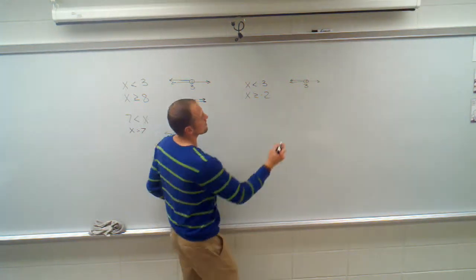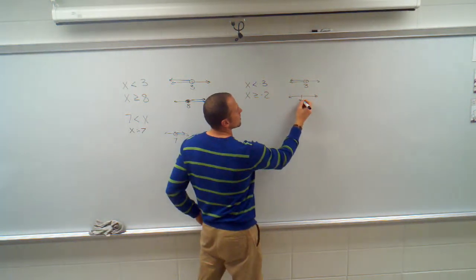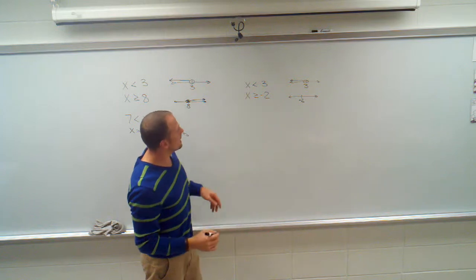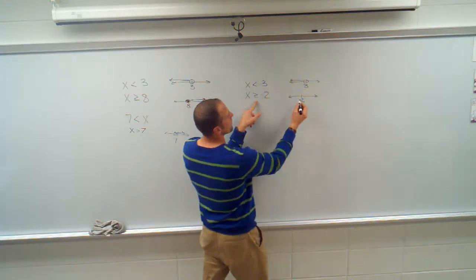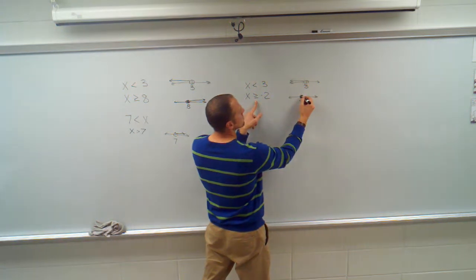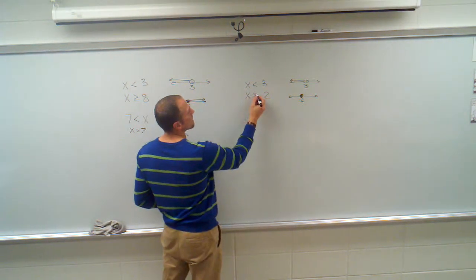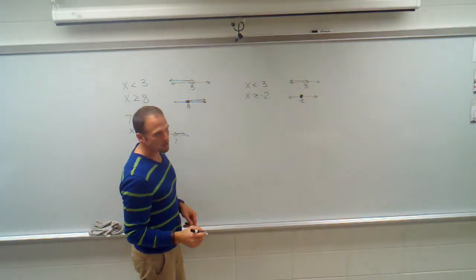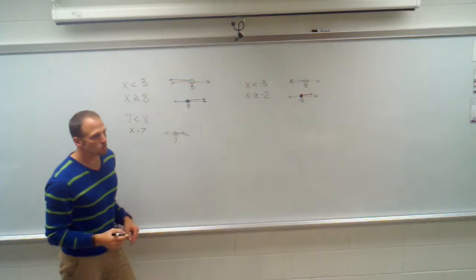This one, I'm going to put my negative 2 in the middle. And Alyssa, open or closed circle? Closed circle, very good. It's an equal to, so it's going to be a closed circle. And then Diane, which way does the arrow point? To the right, very good. So my arrow is pointing to the right.